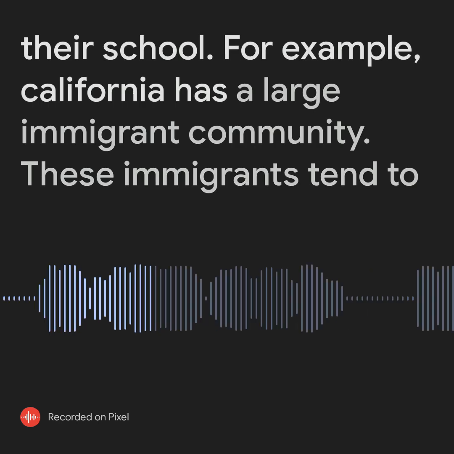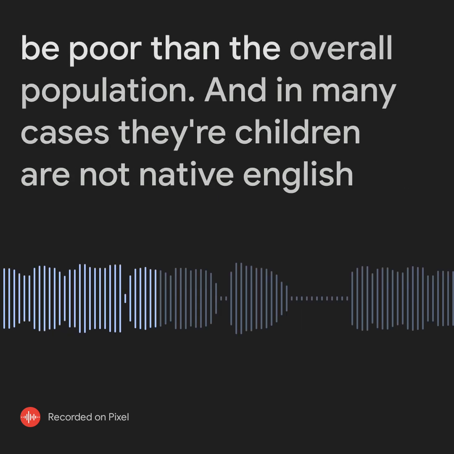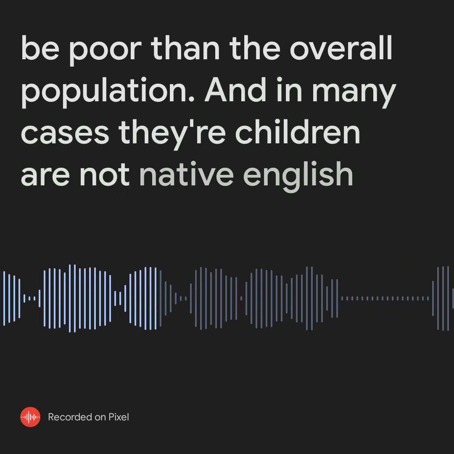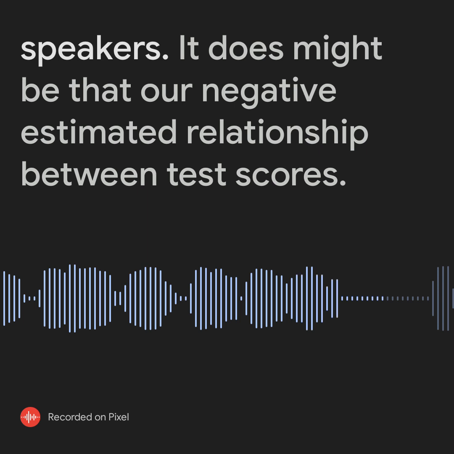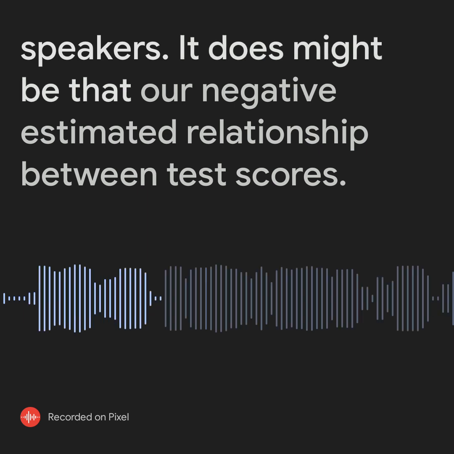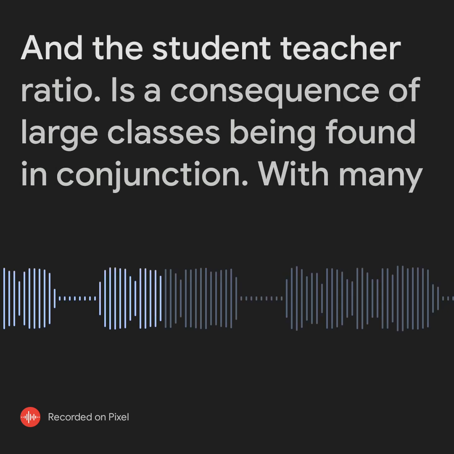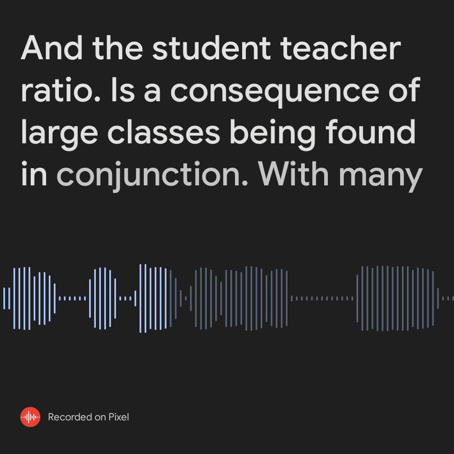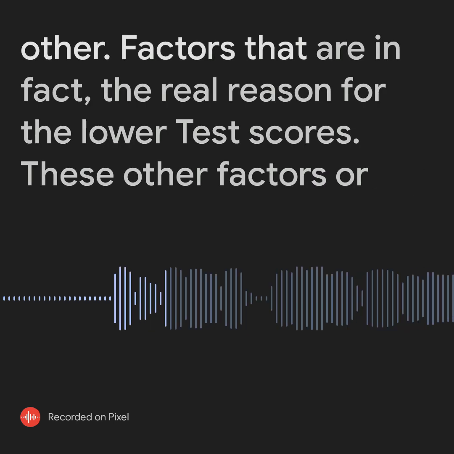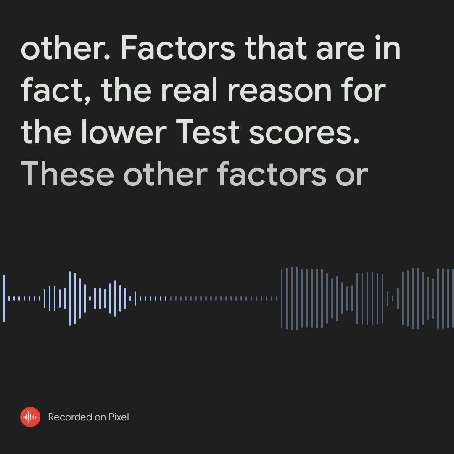For example, California has a large immigrant community. These immigrants tend to be poorer than the overall population, and in many cases, their children are not native English speakers. It thus might be that our negative estimated relationship between test scores and the student-teacher ratio is a consequence of large classes being found in conjunction with many other factors that are in fact the real reason for the lower test scores.